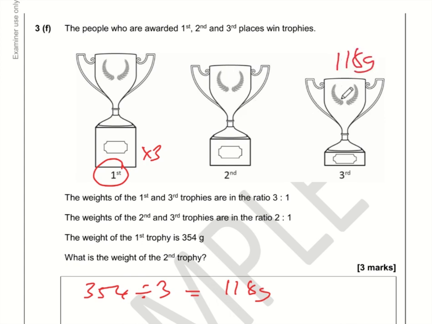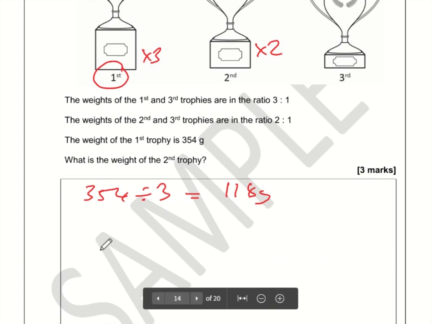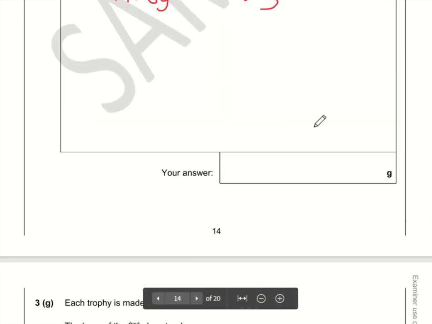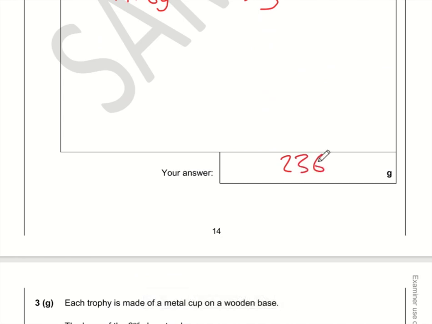Now the second and third trophies are in the ratio of 2-1. So that means that the second place trophy is twice the weight of the third. So that's going to be 2 lots of 118 grams, and 2 times 118 is 236 grams. So that is our final answer, 236 grams.